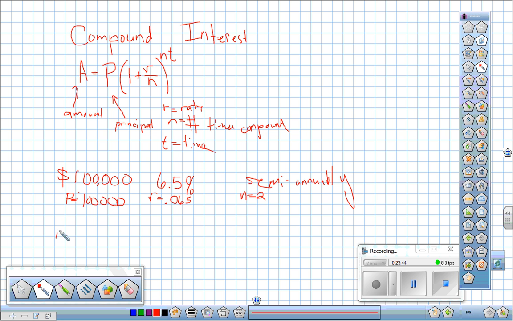Okay, when it tells you to find the function, I'm going to write A equals P, so 100,000, times 1 plus R, so 0.065 over 2, to the 2t. That will be what my function looks like. That's all I'm asking you to write out when it asks you to find the function. However, they're going to ask you to find the amount after a certain amount of years. So find it for t equals 2, 4, and we'll say 10.